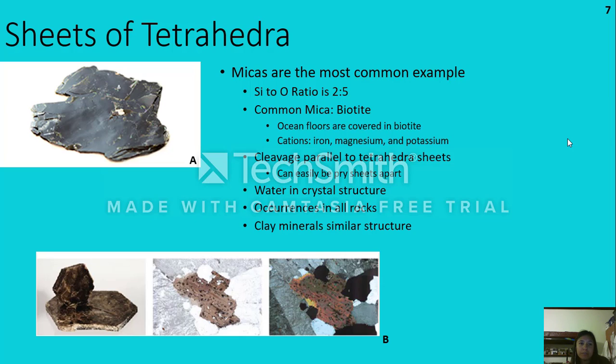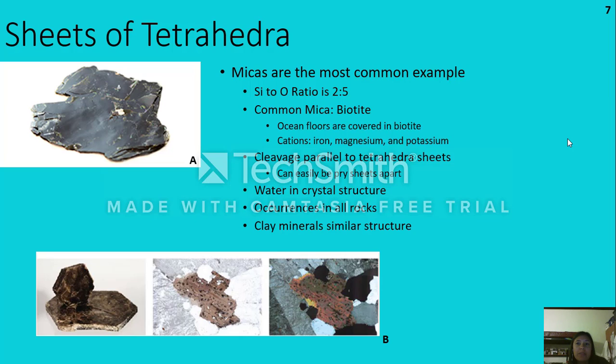The sheets of tetrahedra group has a silicon to oxygen ratio of 2:5. The primary example of sheets is seen in the mica group. The tetrahedra are connected by cations. An example of mica is biotite, which is known for being the primary mineral on ocean floors. The cations for biotite are iron, magnesium, and potassium.